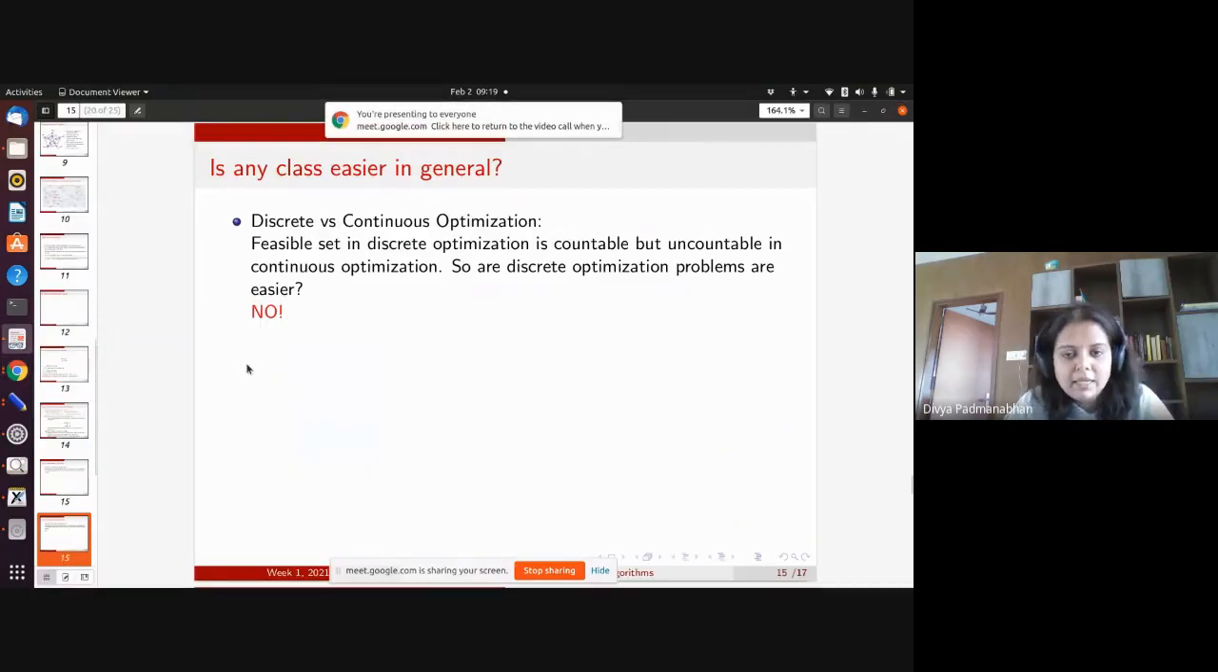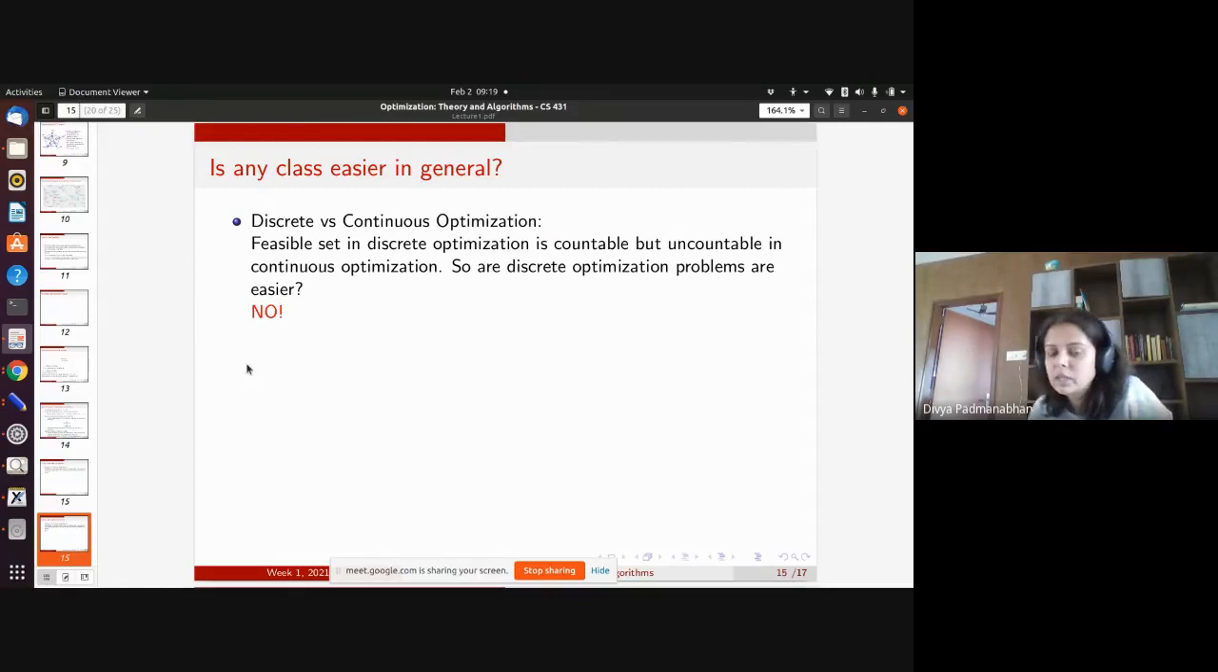Okay, so I guess all of you are familiar with countable and uncountable sets. In discrete optimization, the feasible set, all the possible alternatives you have, is countable. So you can just enumerate them. So does it make the problem easier? And the answer is no.